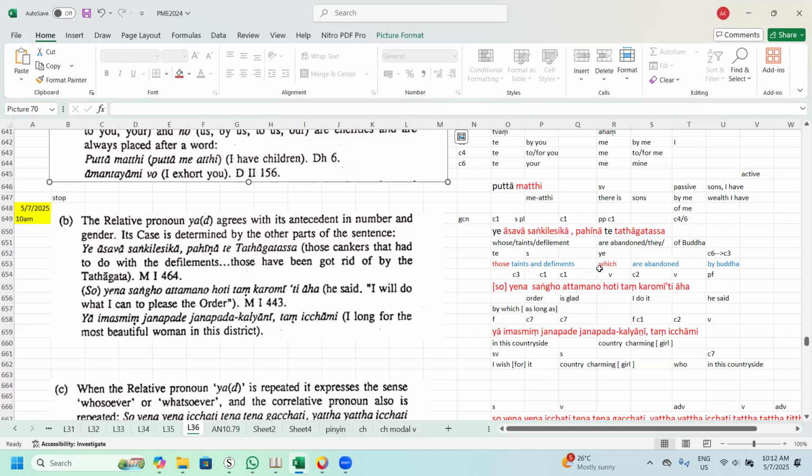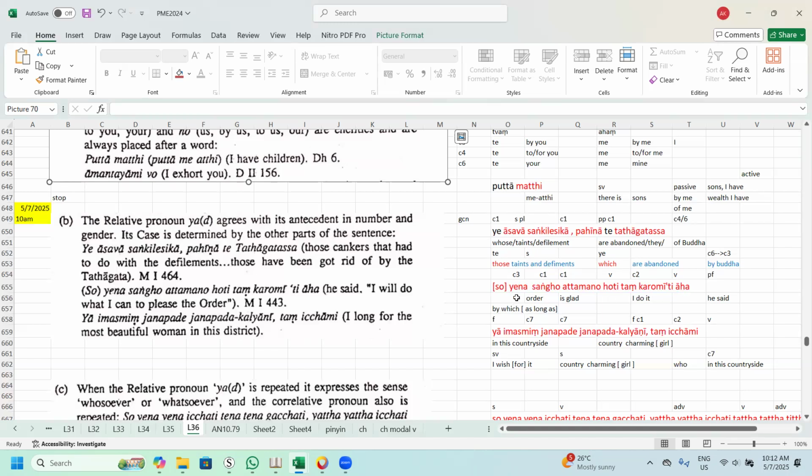Spelling wrong here. And which is plural. This is plural, which I put "are" because this is plural: abandoned. Are abandoned by the Buddha. So this statement means this. Okay. So the next line.